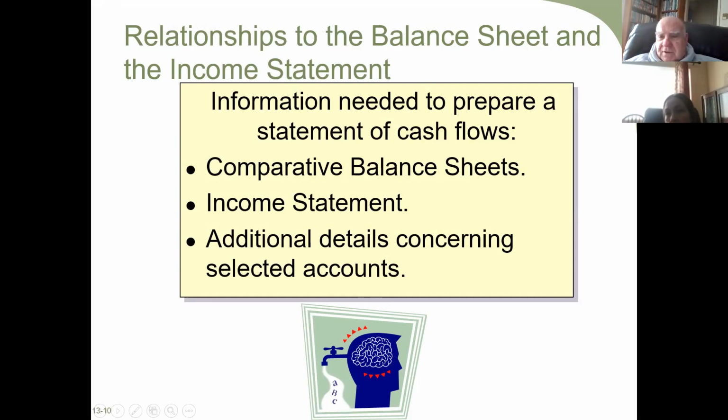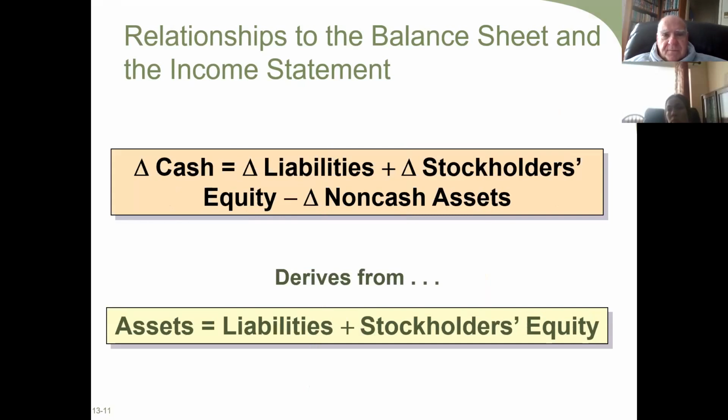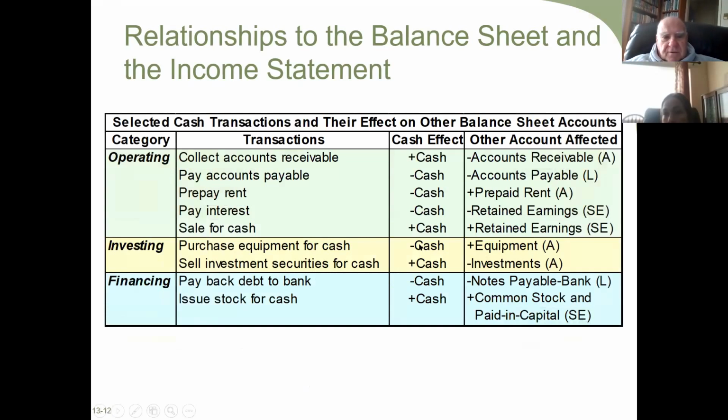You need one income statement from the current period plus this year's balance sheet juxtaposed with last year's. Line them up next to each other. Relationship to the balance sheet, cash equals liabilities plus equity. I think we know that.